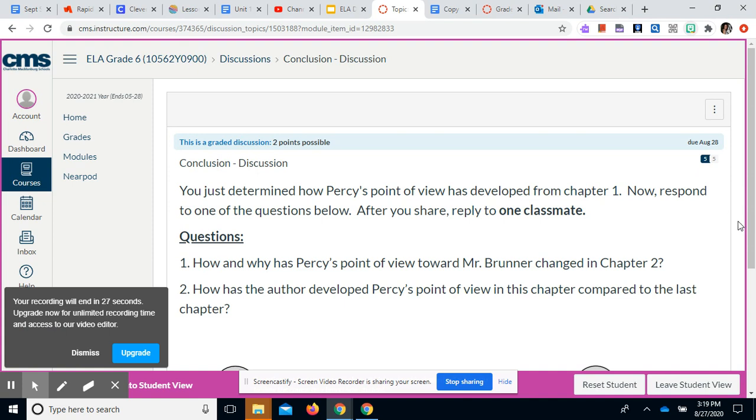The question that you are meant to respond to here: how and why has Percy's point of view toward Mr. Bruner changed in chapter 2? And how has the author developed Percy's point of view? It could be developed through conversation and words that Percy says. It could be in dialogue. It could be in thoughts that Percy shares. It could be in the way that Percy acts or reacts, and you're going to give your response.